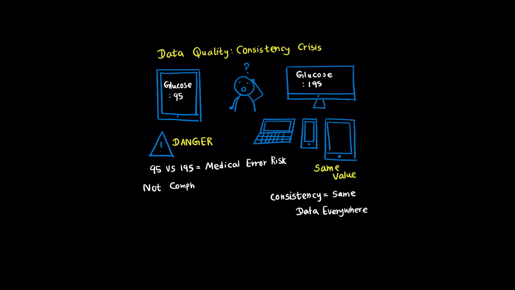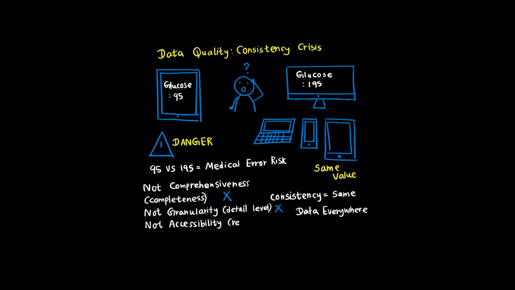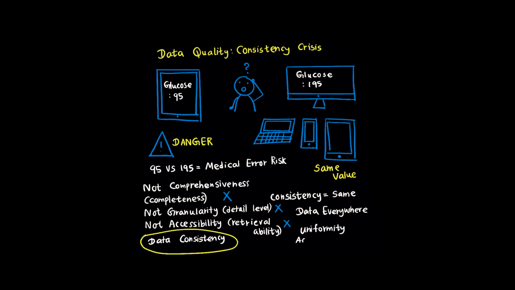It's different from comprehensiveness, which is about having complete records. Granularity refers to the level of detail. Accessibility is about being able to retrieve data. But consistency, that's about uniformity across all platforms. Without it, patients and providers make decisions based on conflicting information, risking serious medical errors.